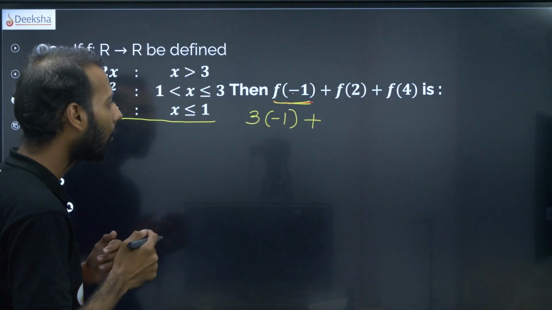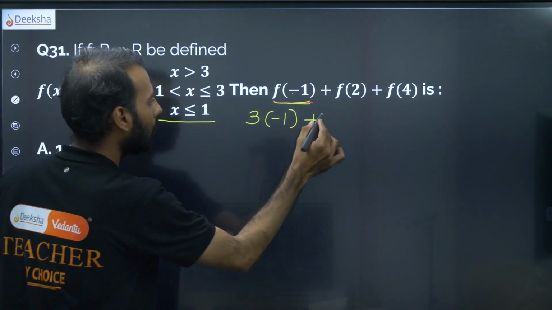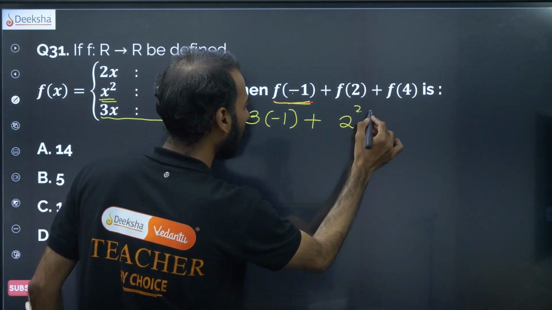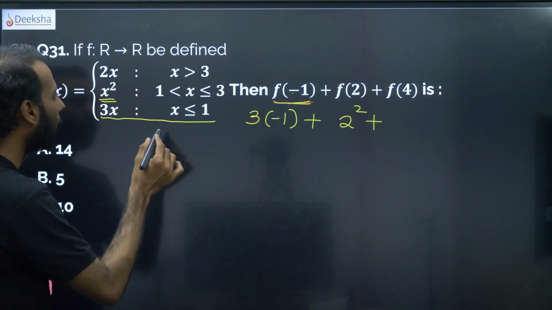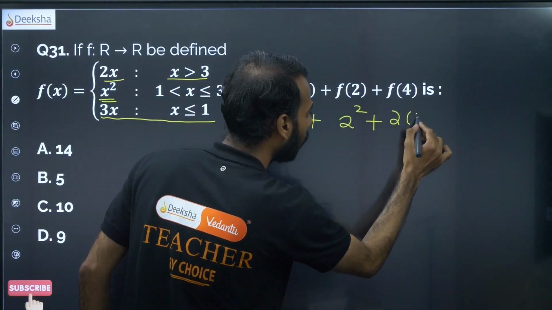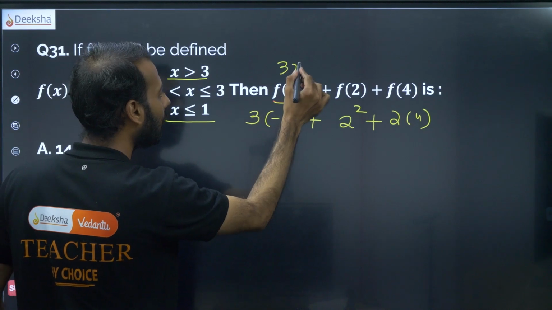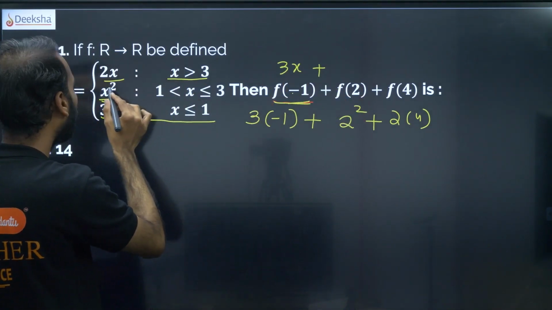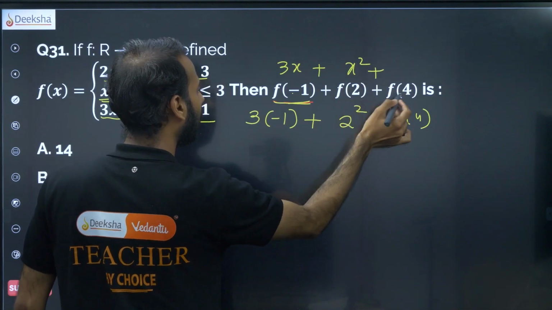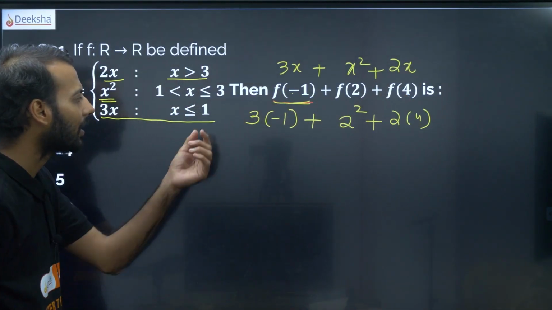F of 2 means we are giving 2 as input to the f function, so the function will behave like this. So f of 2 square plus f of 4. F of 4 means the function will behave like this, 2 of 4. So for f of minus 1, let me write that function also: 3x plus f of 2. For f of 2 the function is behaving as x square, and then f of 4 is 2x. So the function is like this.